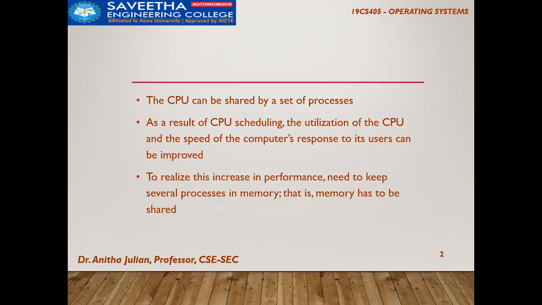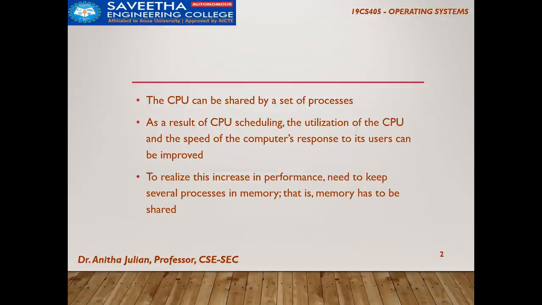Basically, we have already seen that the CPU can be shared by a set of processes. More than one process can always be active and the operating system is capable of multitasking and processing a set of processes. As a result, we already studied that CPU scheduling is done and the utilization of the CPU and speed of the computer's response to its users is very much improved.